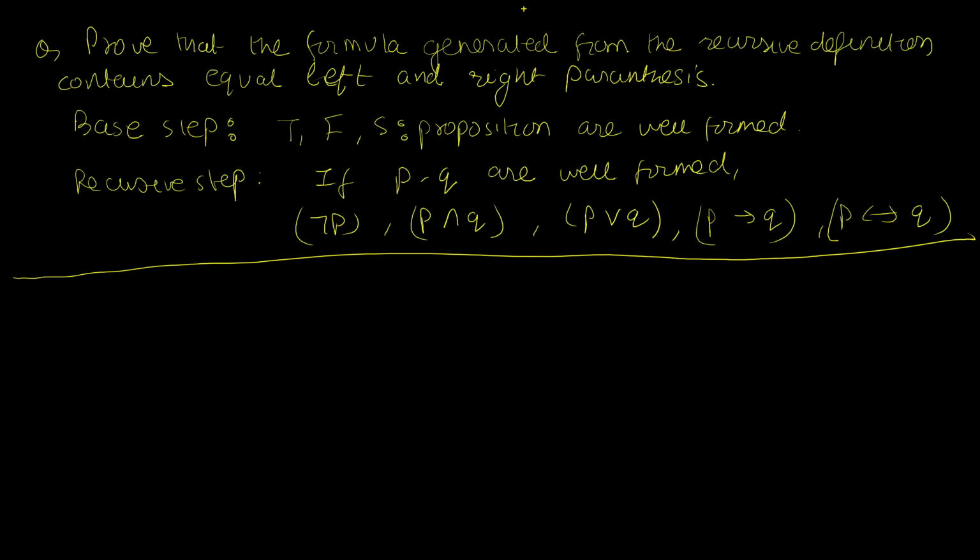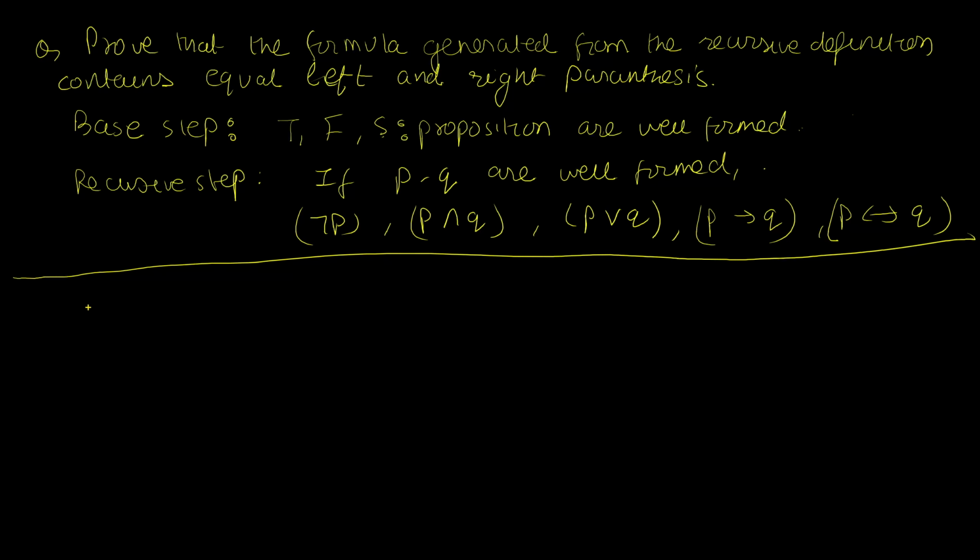So let's recall the process of structural induction from earlier. The first thing that we'll show is that everything in the base case has an equal number of left and right parentheses, which should be obvious to see. It's just going to be a single true, a single false, or a single proposition. So none of them are going to have any parentheses in the first place, so the base case will hold easily. Now in the recursive step, we'll assume any two formulas P and Q that are well formed, and then we'll assume that they have an equal number of parentheses. And then we'll show that if we decide to apply one more recursive step with any of these rules, the resulting formula will also have an equal number of left and right parentheses. And that will complete our proof.